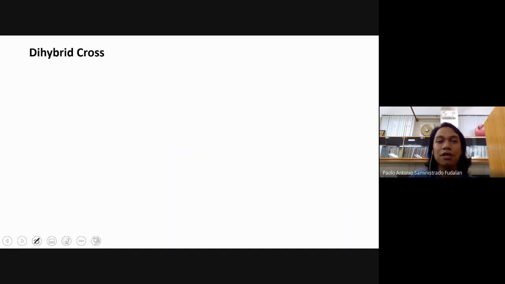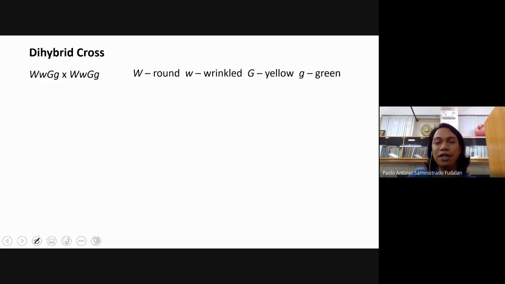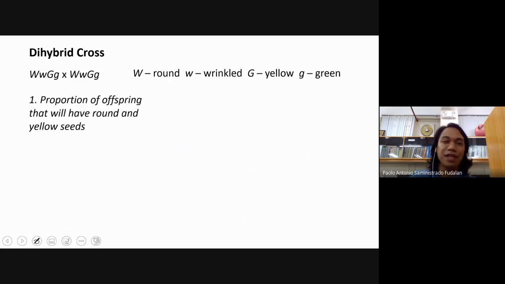Okay, so first let's start with the dihybrid cross. So this is the dihybrid cross, and you would know because there are two pairs of alleles. One allele in a pair is dominant and the other allele is recessive, and each of the parents contains a pair. Say for example, we will let these symbols be these phenotypes. Number one, what proportion of the offspring will have round and yellow seeds?